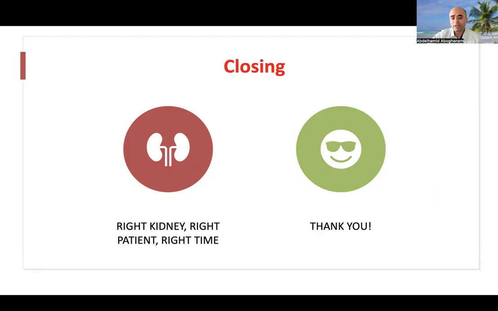And our last slide: right kidney, right patient, right time. Just don't forget this. Our aim of these next videos is to be right kidney, right patient, right time.